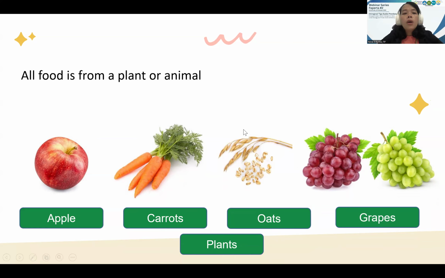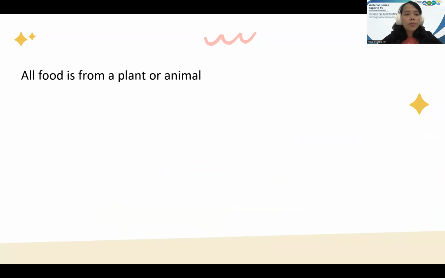So most of the food that is from plants, we cannot keep for long. So we need to process or cook the food directly, or maybe we need to store the food to keep it longer, so we can enjoy it in the next week or next month, or maybe we can keep it for years.